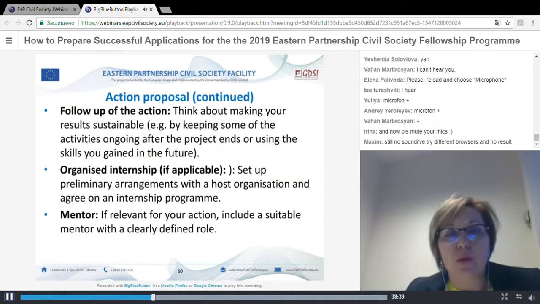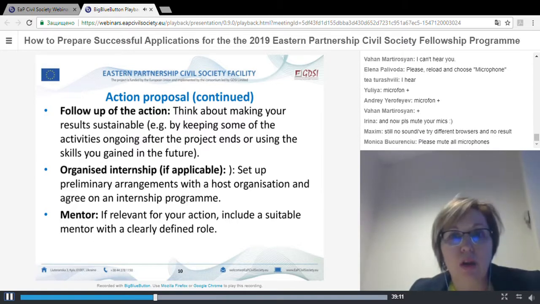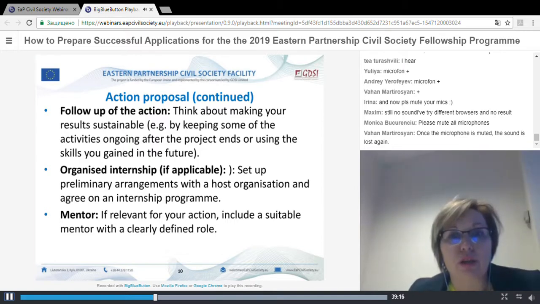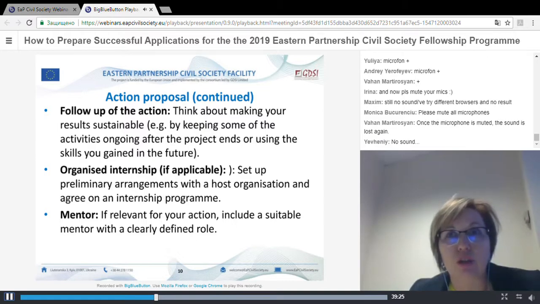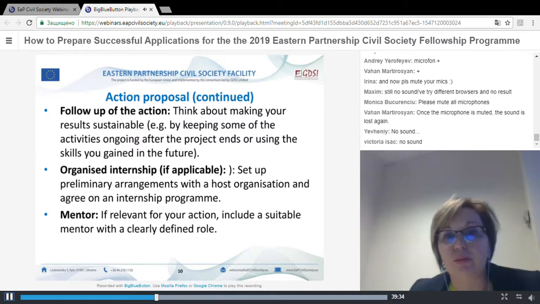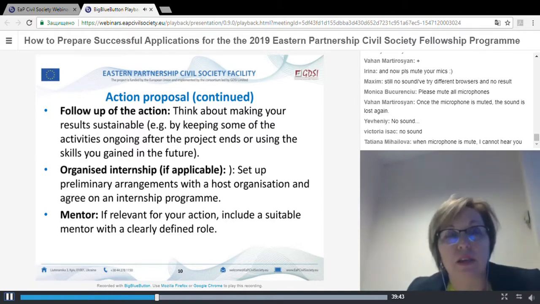So, as we mentioned, there are a number of parts that are important. One of them was communication that Elena just finished. The other parts that will be very important for the assessment of the proposal are the follow-up of the action. We would like to see applications that will not only be alive during the implementation, but also after the implementation of the action. So think how to make your action results sustainable, for example, keeping some activities going after the completion of the action, or maybe replication of it, using resources from other donors or other sources. This will give you extra points at the evaluation.